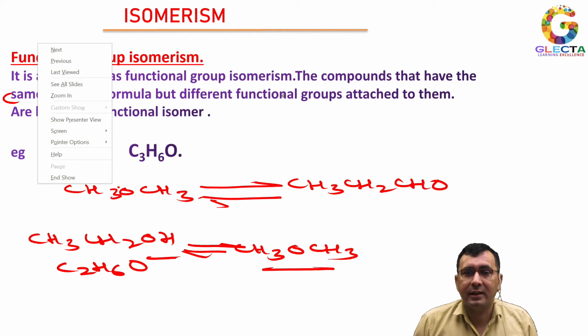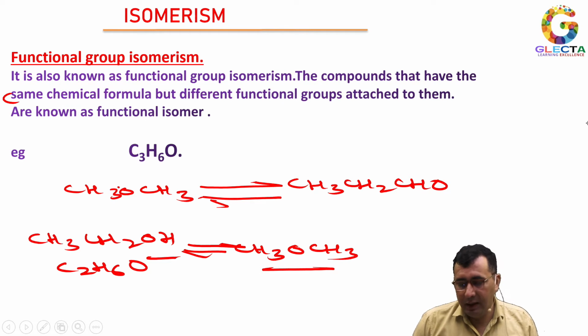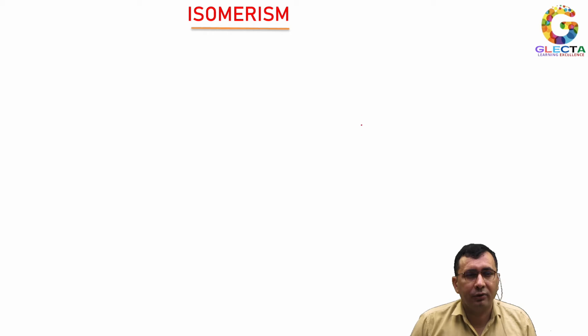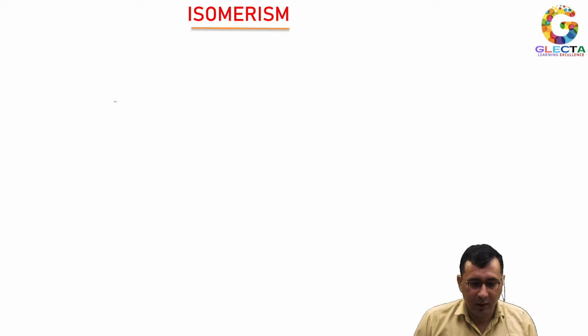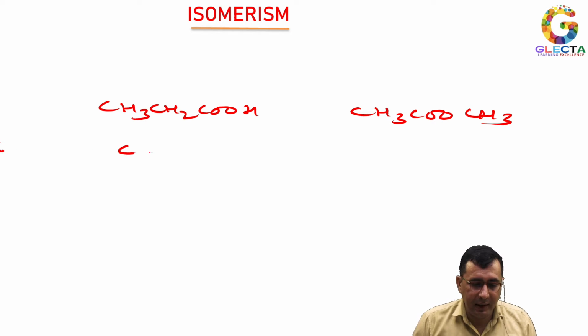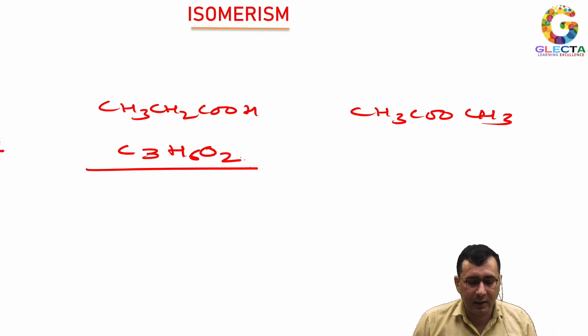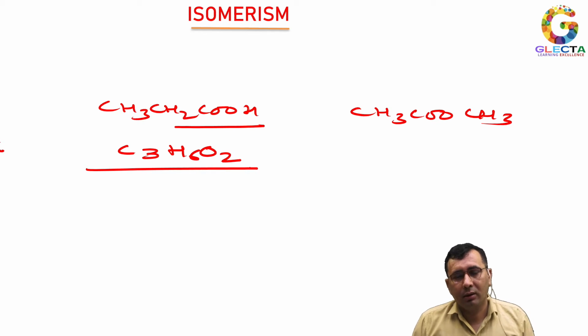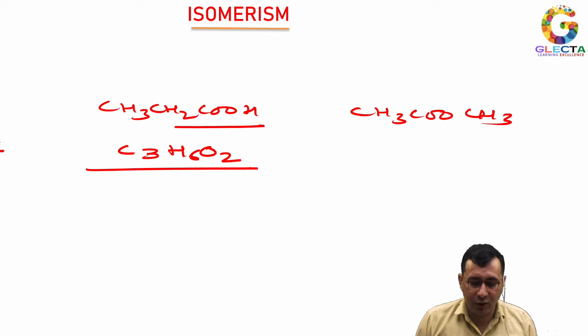The functional isomer of acid is ester. For example, we can draw one more structure here. That is CH3, CH2, COOH. Suppose we have this, and we can draw CH3, COO, CH3. So what is the molecular formula? That is C3H6O2 in both cases. But one has the carboxylic group and the other is an ester.